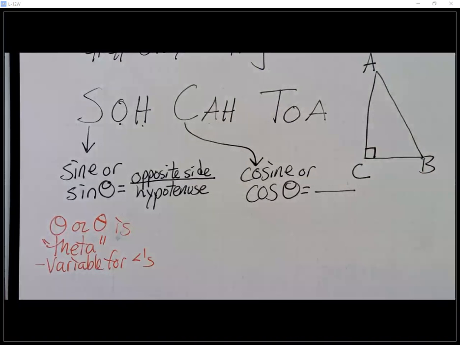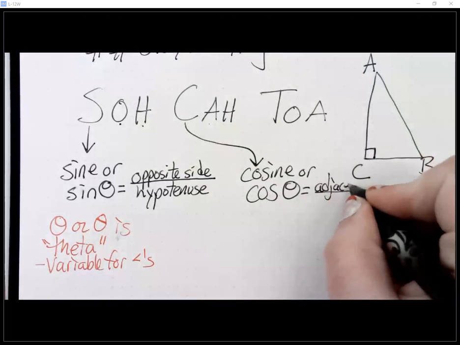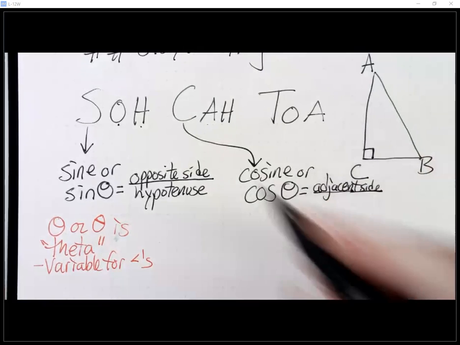If O was the opposite side, you want to take a guess what A must stand for? If O is opposite, A must be... oh, good guess. Give me another word that starts with A that we had in our mix, Isabella. Adjacent. So we're going to take the adjacent side. Again, H stands for the hypotenuse, and I'll divide it by the hypotenuse.